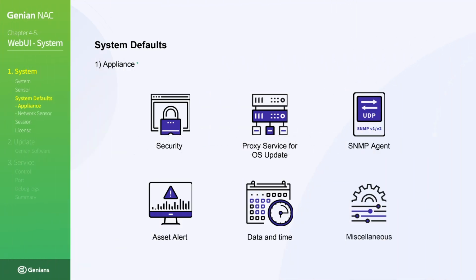In the Appliance Settings section, you can define the default settings applied when a network sensor is initially registered in the NAC. The initial default values include the following items: security, proxy service for OS update, SNMP agent, asset alerts, date and time, miscellaneous. To modify settings different from the initial defaults, go to System, select the device, and individually update the settings in the Appliance tab.